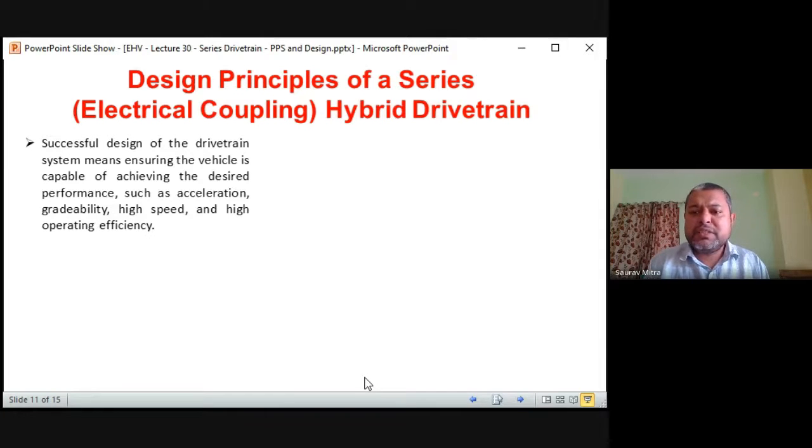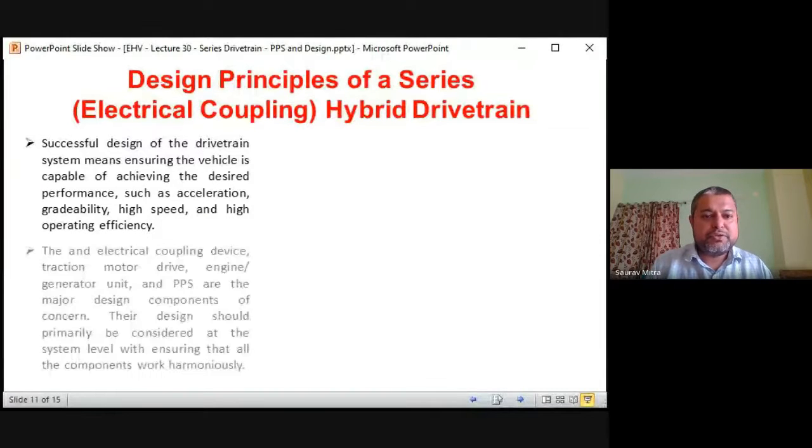Today we are going to finish this lecture in another 10 minutes with the electrical coupling of the hybrid drivetrain. There are three block diagrams. This also can be a 10 marks question: electrical coupling, what are the different methods and which method is the most suited. There are four slides, and I would like to explain the four slides to you.